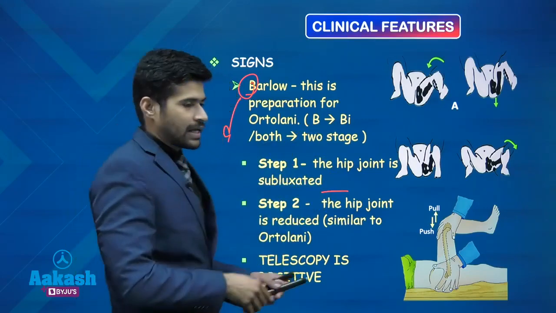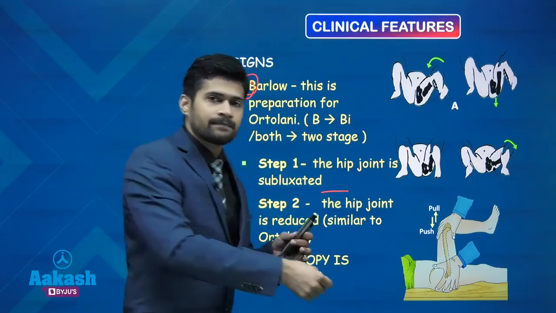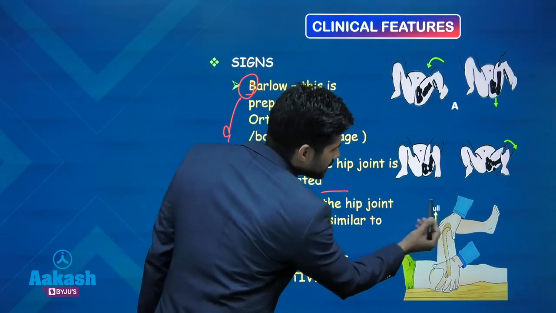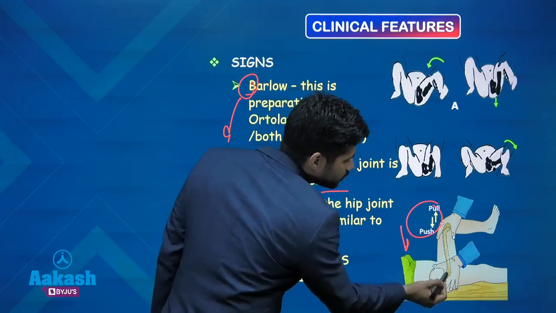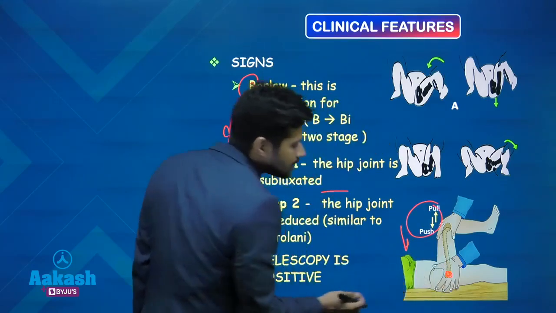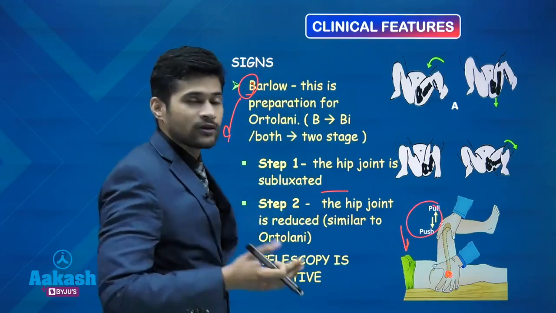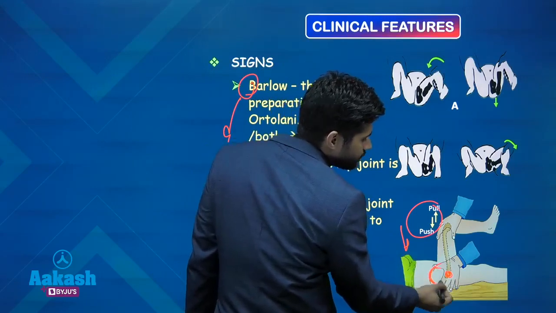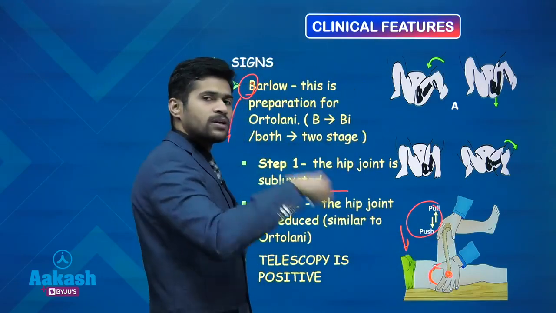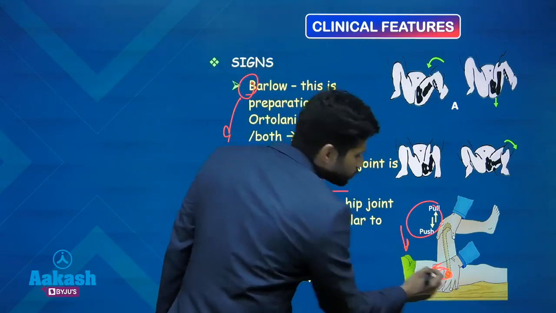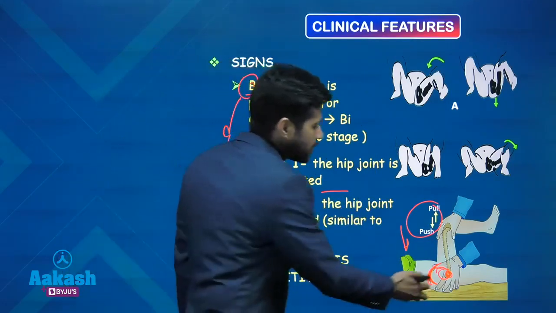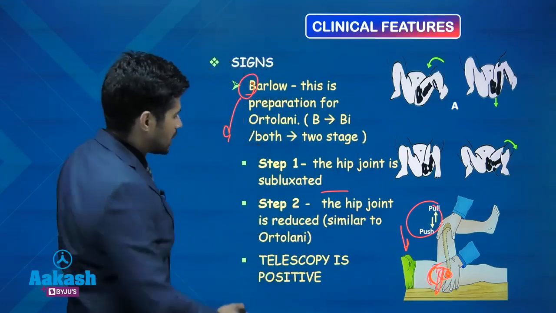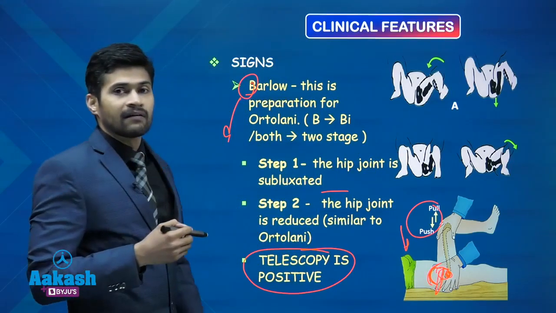Now the next test is the telescopy test. Telescopy is basically pushing and pulling the femur. You try to telescope the femur against the acetabulum. You do a push and pull movement and feel the excursion of the greater trochanter, because that is the most lateral portion that you can feel with your palm. If there is no subluxation, that movement will not happen. Even if you push and pull a lot, the head is in the acetabulum, so there will be no movement of the greater trochanter. But if it is subluxating, then you will feel the greater trochanter sliding underneath your palm. So that is telescopy, and it is positive in developmental dysplasia of the hip.